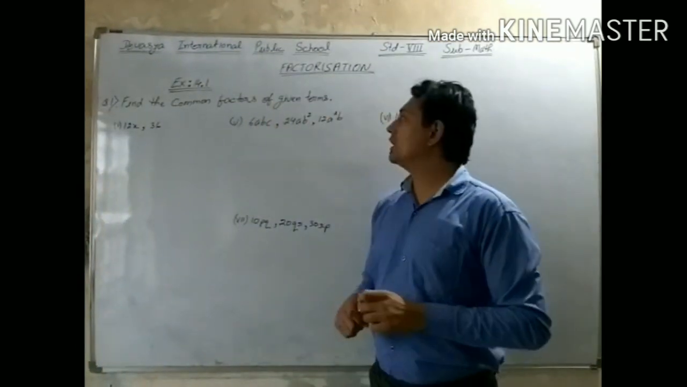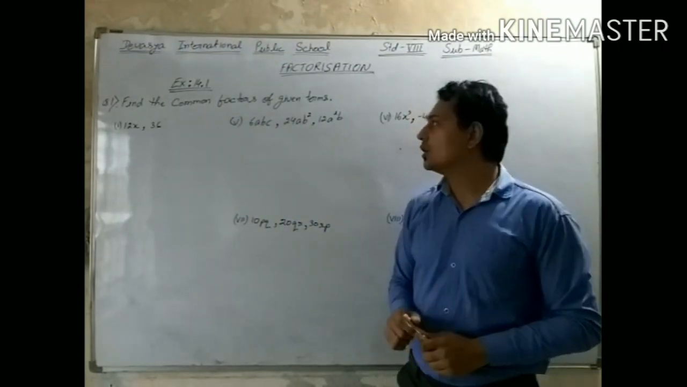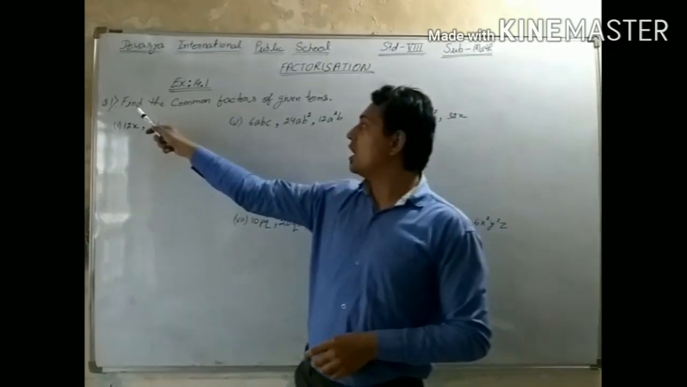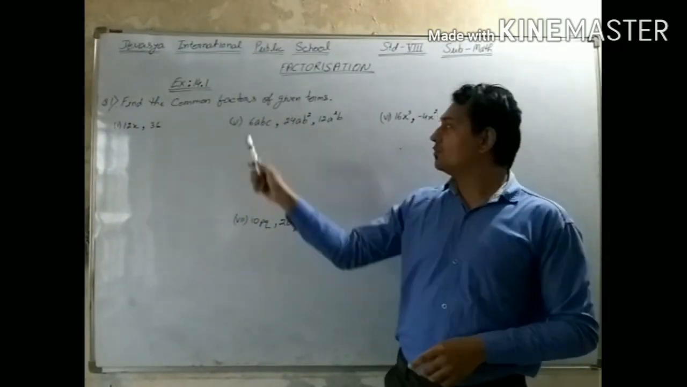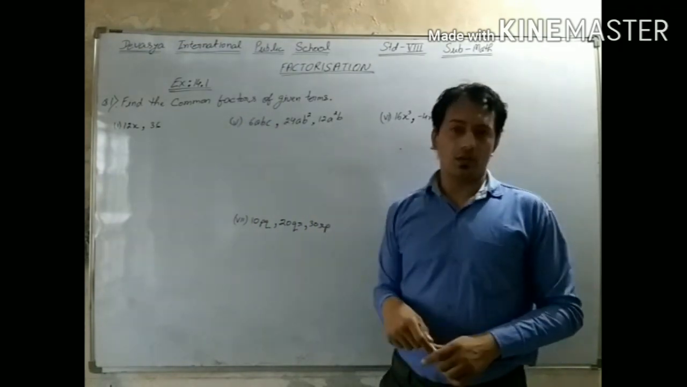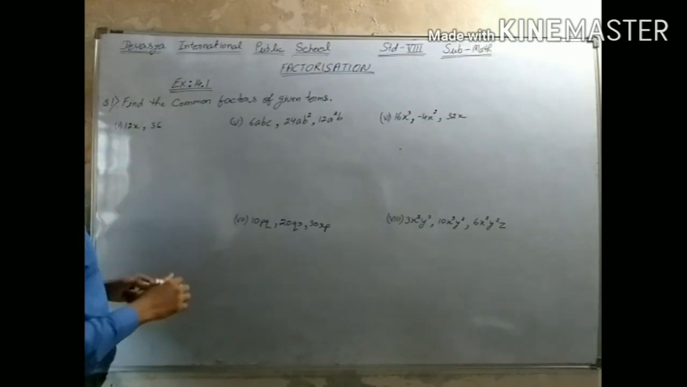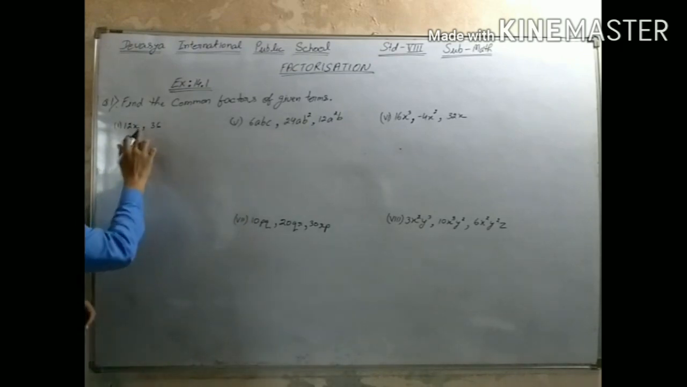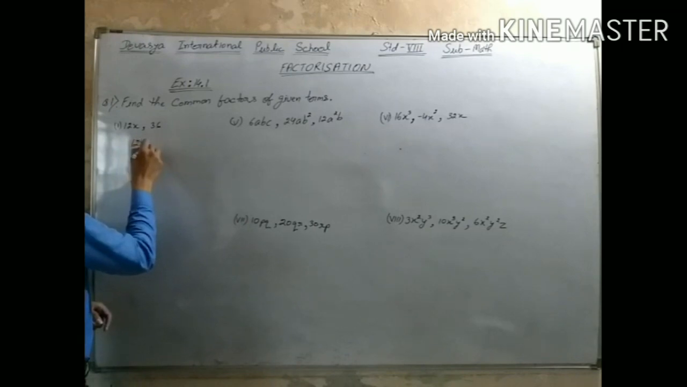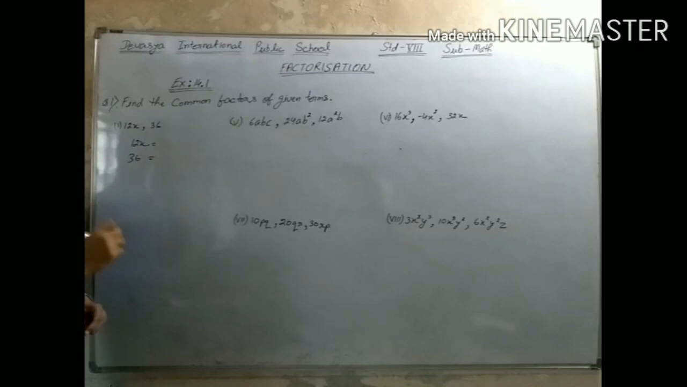Alright students, now we will begin with exercise number 14.1, that is our first exercise, right? So we will begin with the first sum, that is find the common factors of given terms. We are given some terms here and we need to find the common factor, right? Now see, for finding the common factor, students, we need to reduce each of the algebraic expressions, or each term of the algebraic expression. Let's take the first term, that is 12x, and the other one is 36. We need to first reduce them, right?